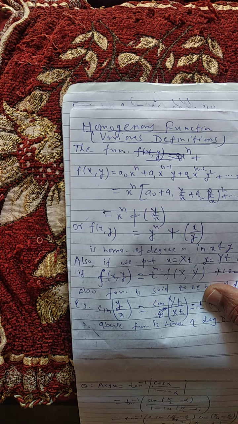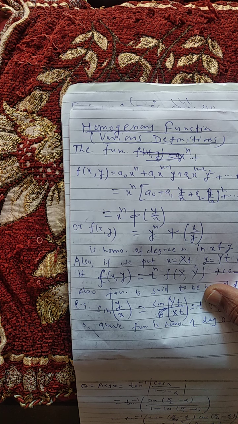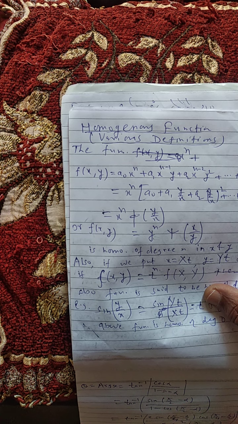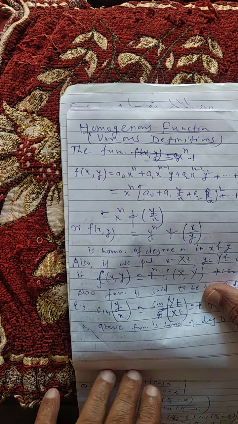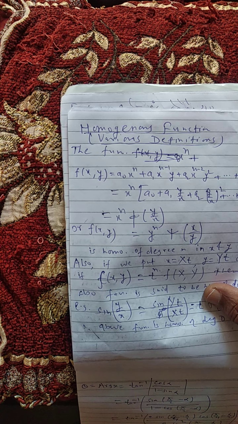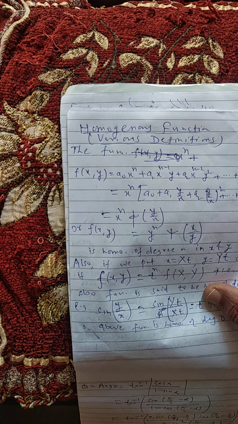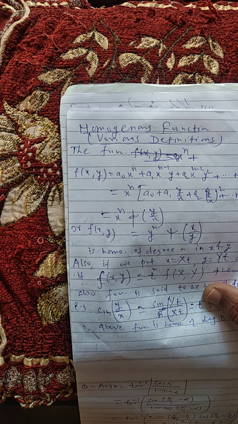So homogeneous functions, at the start we have given the definition: if the sum of the powers of x and y in each term of the given function is the same, then the function is said to be homogeneous of that degree, the sum of the powers.